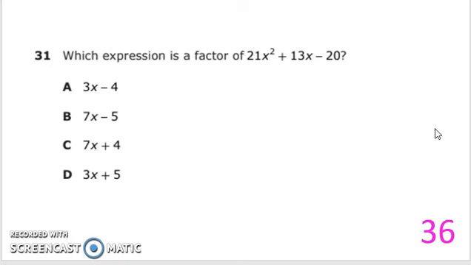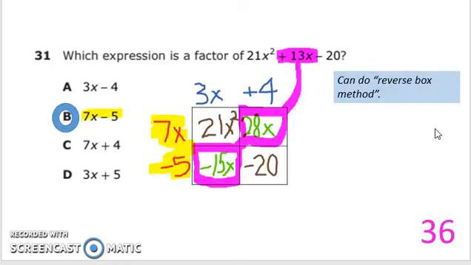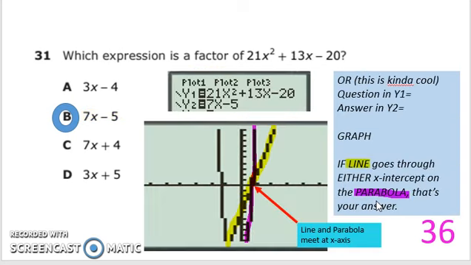All right, so on this one right here, you can do a reverse box method, which I've quickly done here. You put in your quadratic term in the upper left, your constant term in the lower right, and you go through and you pick one of these on the side, and you fill in the top, and if you can successfully fill it in, that's the answer. However, there is actually a cool way to do this on the calculator, and you just play matchy-matchy.